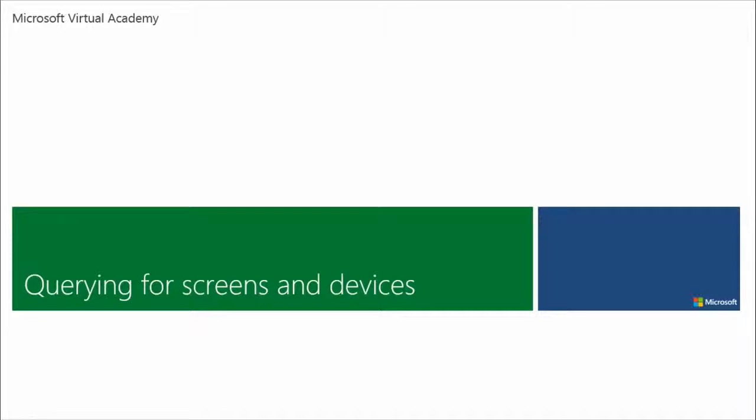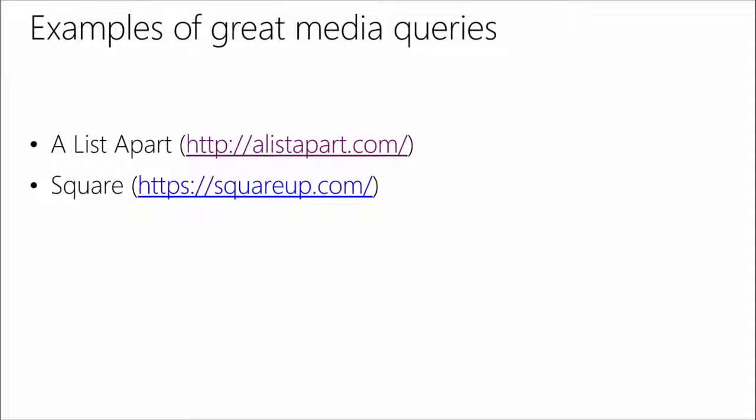Okay. So the first thing we're going to talk about is how to query for basically different screens and different devices. And when we do that, I want to first cover what are some good media queries? What are some good examples of media queries? Why do we need them? So I have two examples that I wanted to show you guys. The first is A List Apart.